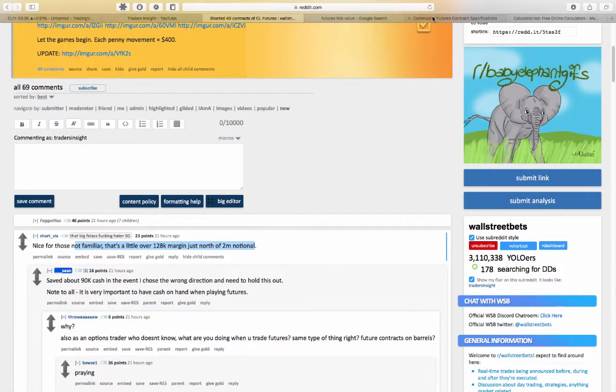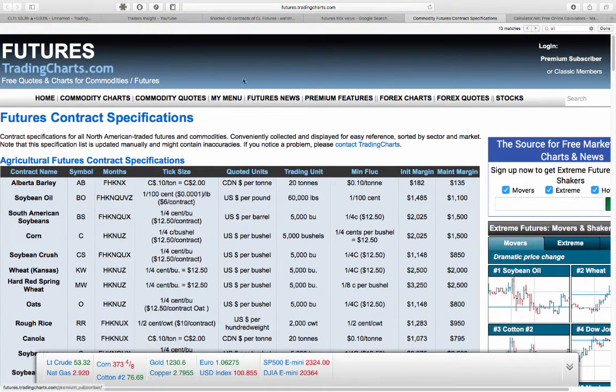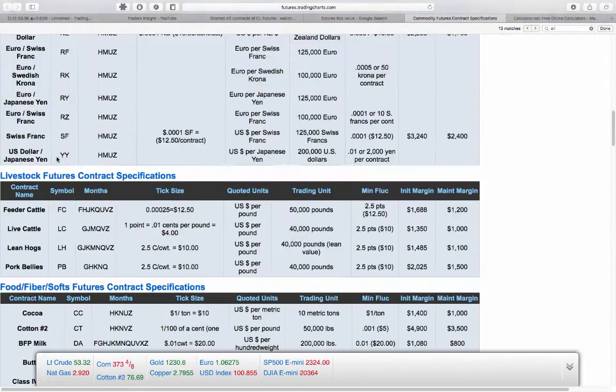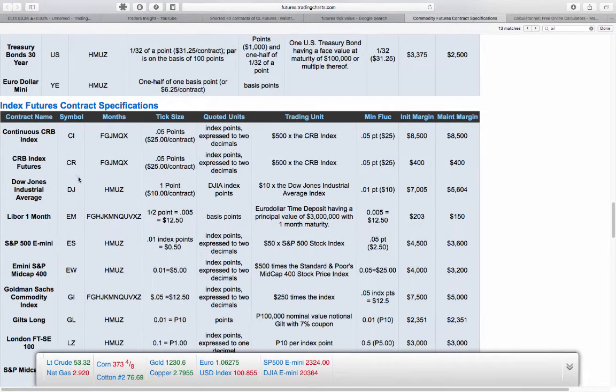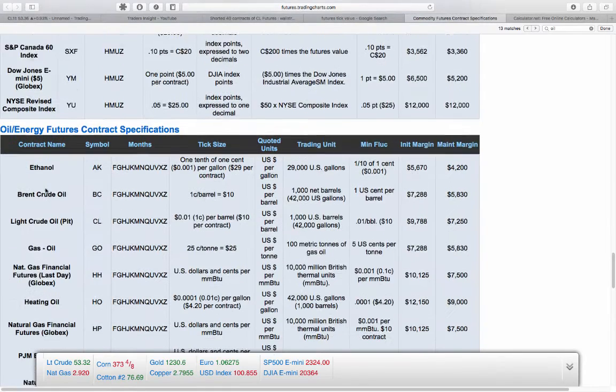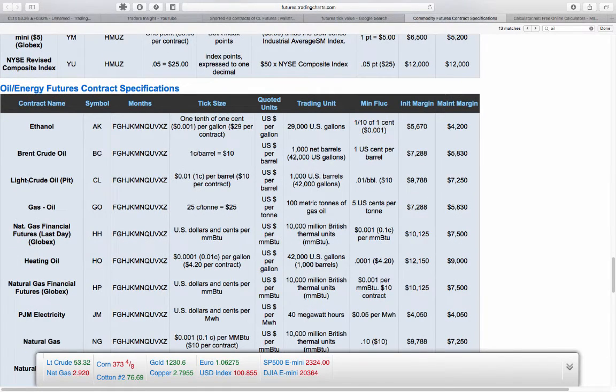So if we go over here to this commodity futures page, which is at tradingcharts.com, they have futures contract specifications. And so the futures contracts are made up of a few parts. Obviously, we're going to have our label, which will be the contract name. In this case, CL is going to represent light crude oil, which is the most commonly traded form of oil on the financial markets.